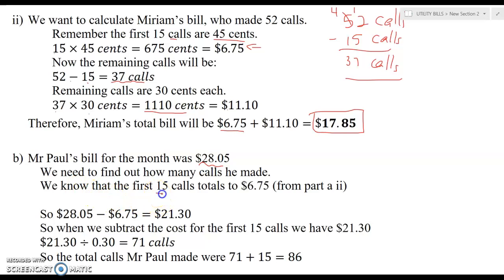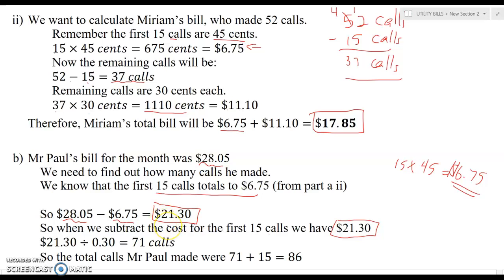We know that the first 15 calls totals to $6.75. That's what we worked out in A part 2. So if we take that $28, his total bill, and take away that $6.75, we would remain with $21.30. So when we subtract the total cost for the first 15 calls, we get $21.30. Remember, we know that the first 15 calls is 45 cents each, and we worked that out in the first part. So this amounts to 15 calls, right? So when we take that away, we get the remaining amount, $21.30.